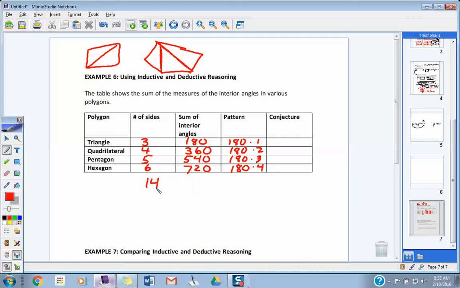14 minus 2, which would be 12, and then take that times 180. Why'd you subtract 2 from 14? Because that's pretty much what's happening with the pattern of the number of sides, isn't it? Right here, 3 minus 2 is what value, guys? 1. 4 minus 2 is what value?